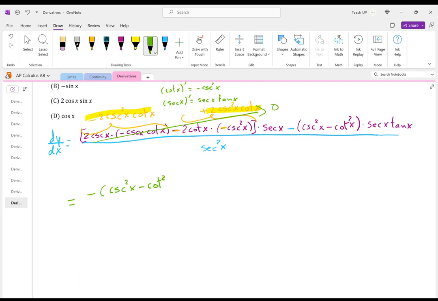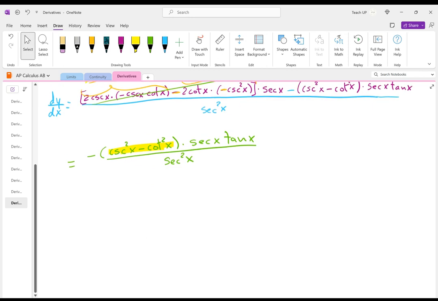the cotangent squared of x, times the secant of x times the tangent of x, divided by the secant squared of x. Now I'm going to just turn to this expression, and we have to remember one of the most important trig identities: the cosine squared of x plus the sine squared of x is equal to 1.